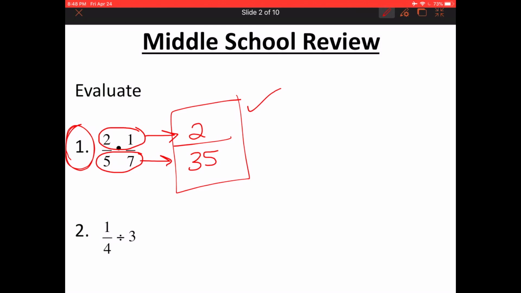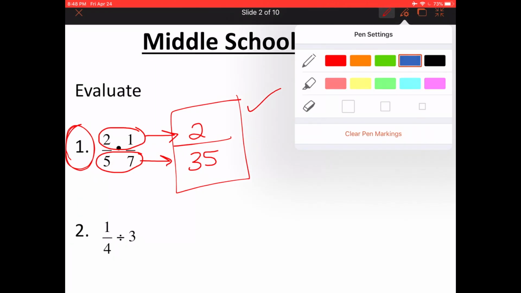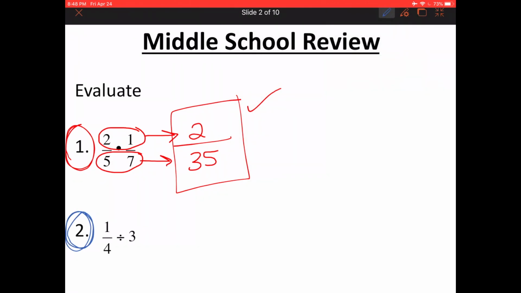Nice and simple, right? Here in example 2, I have 1/4 divided by 3. So remember, we can never actually divide fractions. Okay, so we're going to have to fix that here in a moment. But the first thing is, how do I turn this 3 into a fraction? You can turn any whole number into a fraction by putting it over 1. So now I really have 1/4 divided by 3/1.